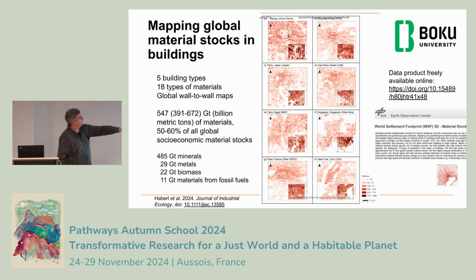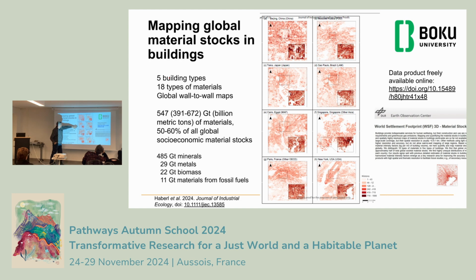And you can look at any city you like, and even at the 90-meter level, there's something you can see here. And this means we will have, for each pixel, we know the mass of 5 different buildings, 18 different types of materials. Yeah. So this is massive, and it's also online and free. The data product is hosted by German Aerospace.